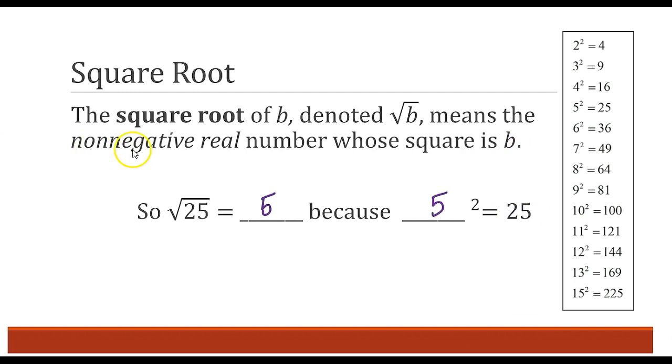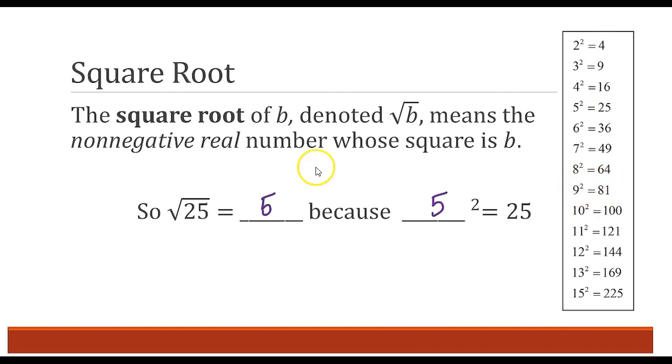So we're looking for the non-negative real number whose square is b, the number underneath. So we're thinking, what number do I have to square to get 25? What it really comes down to is knowing your perfect squares. That's why they're listed over here to the right. These are the values that you would have to have memorized. These perfect squares equal the values to the right. So you're going to be given the values on the right and asked for what number squared gives you that value.